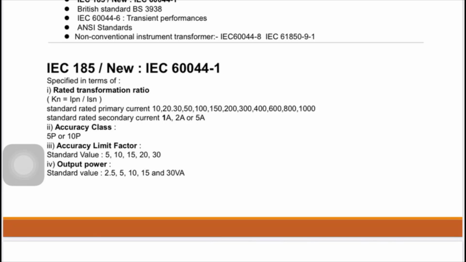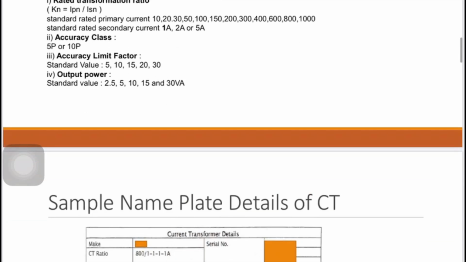Next one is accuracy class. There are different accuracy classes available, 5P, 10P and so on. And there is the ALF, accuracy limit factor, and there is the burden, the output power, how much burden we can put on the CT. These are the general standards. These standards talk about the CT standard.